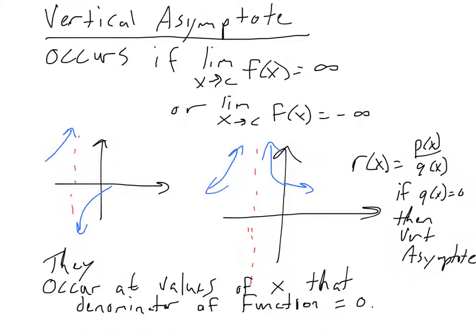So vertical asymptotes occur at values of x that make the denominator of the function equal to 0. As we saw with 1 over x and 1 over x squared, that's what happened there. That's what happens in general. If you have the function r of x equals p of x over q of x, and q of x equals 0, then we have a vertical asymptote, and so we want to find all the values of x that are going to make q of x equal 0, and those are all the places where we have vertical asymptotes in our function.